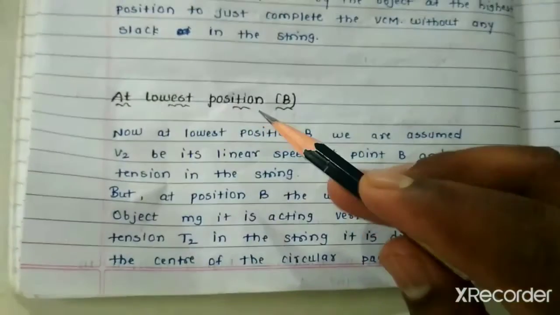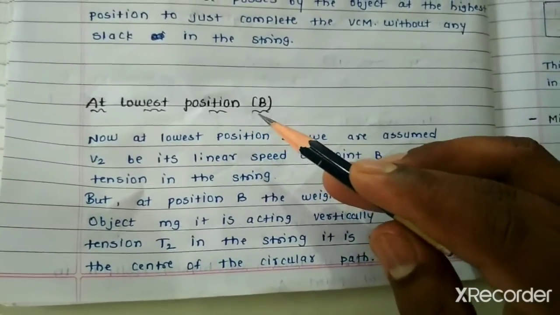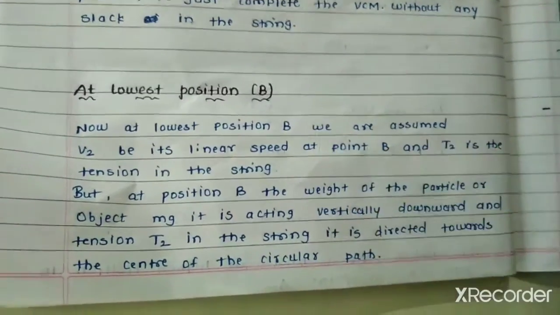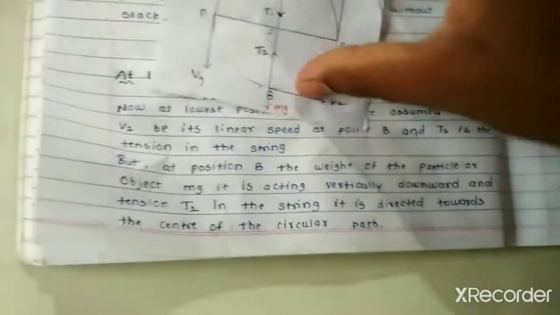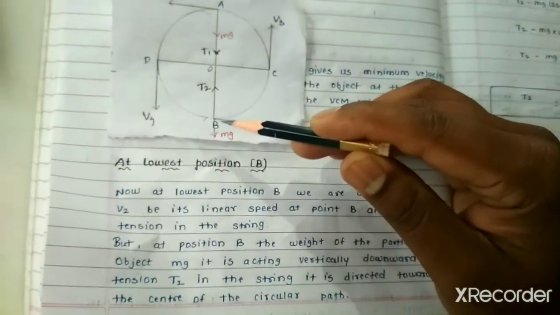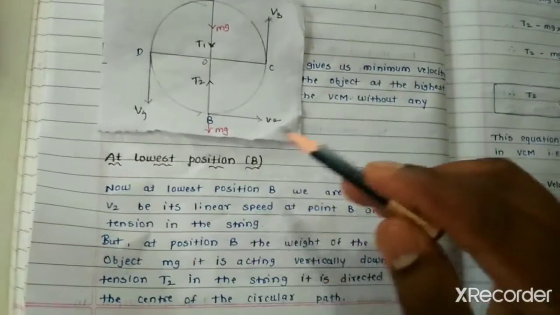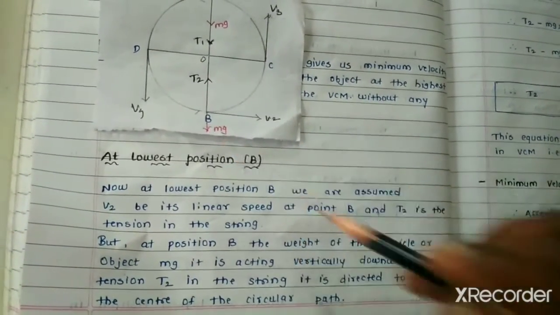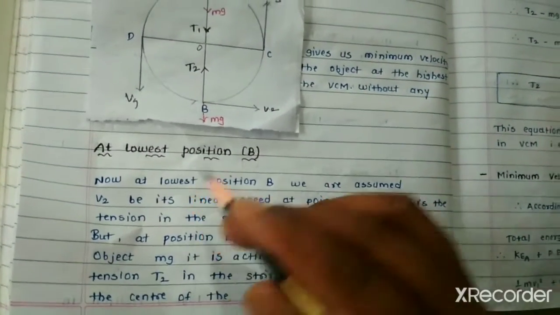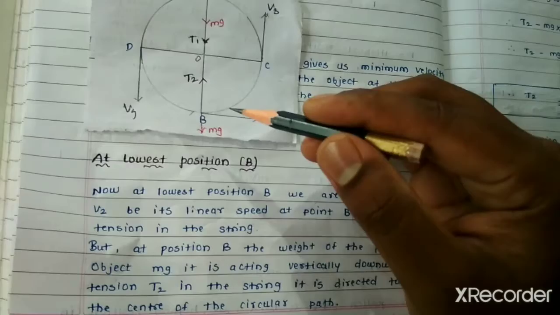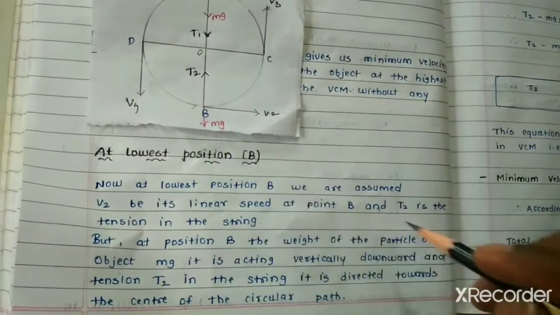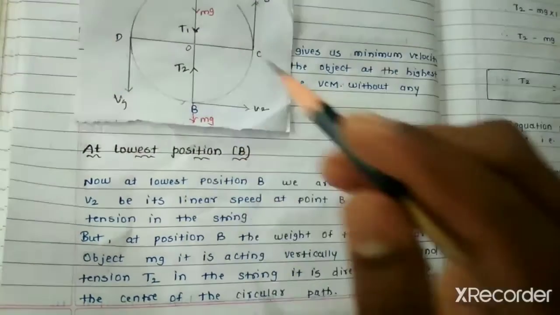Now next we are going to check the tension at the lowest position, that is the point B, and the minimum velocity at the lowest position B. So now let the lowest position be here. We assume V2 be its linear speed at point B and T2 is the tension in the string.